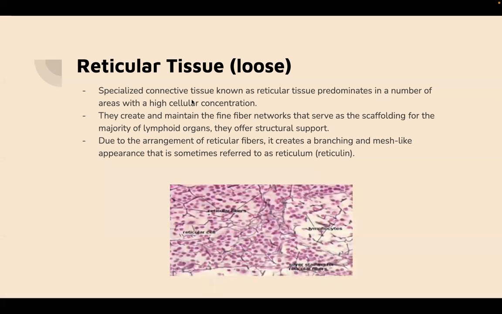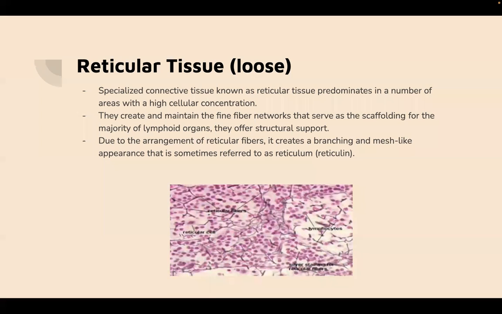So now we're going to talk about the reticular tissue, and this is a part of the loose connective tissue category. It has a viscous ground substance with a branching network of reticulin fibers within it. Reticular cells and fibers provide a supportive framework in the spleen, lymph nodes, and bone marrow.